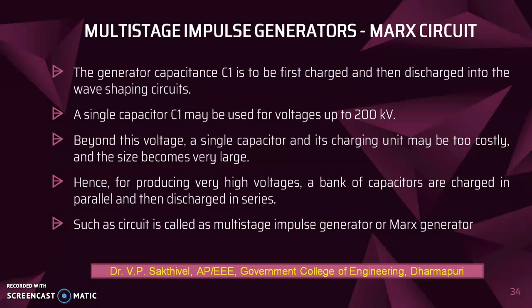Then here is a multi-stage impulse generator, otherwise called the Marx circuit. Here the generator capacitance C1 is first charged and then discharged into the wave shaping circuits. A single capacitor may be used for voltages up to 200 kV. Beyond this voltage, a single capacitor unit becomes too costly and the size becomes very large. So a bank of capacitors is charged in parallel and then discharged in series. Such a circuit is called a multi-stage impulse generator or Marx generator.